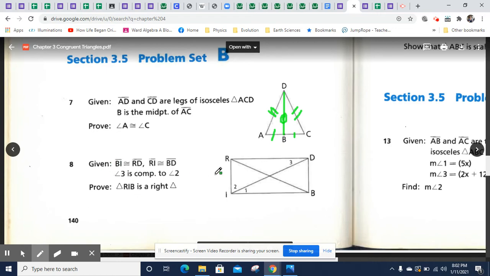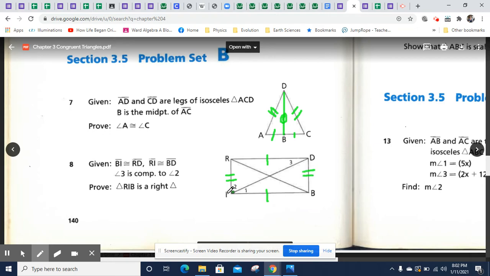Okay, given BI, so let's actually see what we're trying to prove. We're trying to prove that triangle RIB is a right triangle. Okay. We know that BI is congruent to RD, so we mark those congruent. We know that RI is congruent to BD, so that's congruent to that.